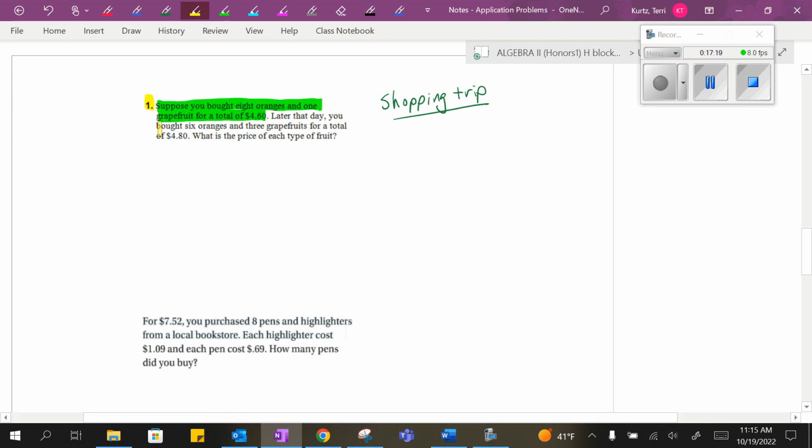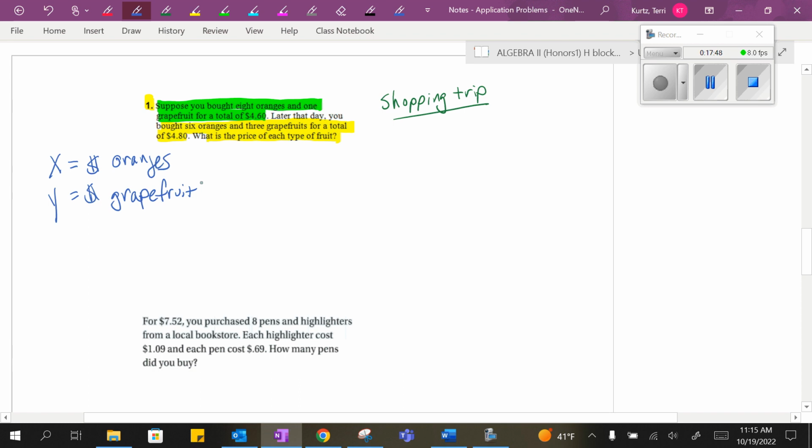Later that day, you bought 6 oranges and 3 grapefruits for $4.80. What is the price of each fruit? So again, we look at that last sentence, and we know x is going to be the price of oranges, and we'll let y equal the price of grapefruit. And now each trip becomes an equation.